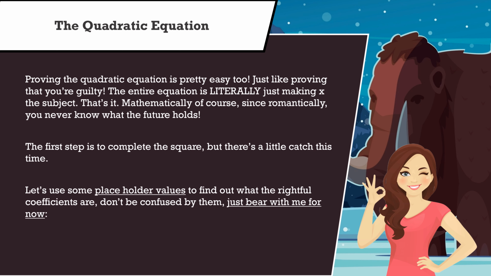Proving the quadratic formula is pretty easy too, just like proving that you're guilty. The entire proof is literally just making x the subject. That's it. Mathematically, of course, since romantically you never know what the future holds. The first step is to complete the square, but there's a little catch this time. Let's use some placeholder values to find out what the rightful coefficients are. Don't be confused by them, just bear with me for the time being.